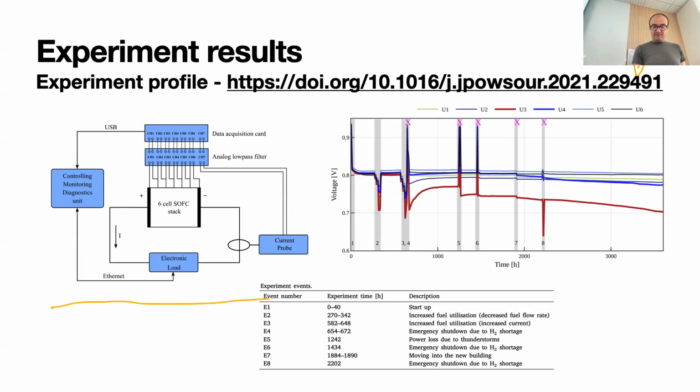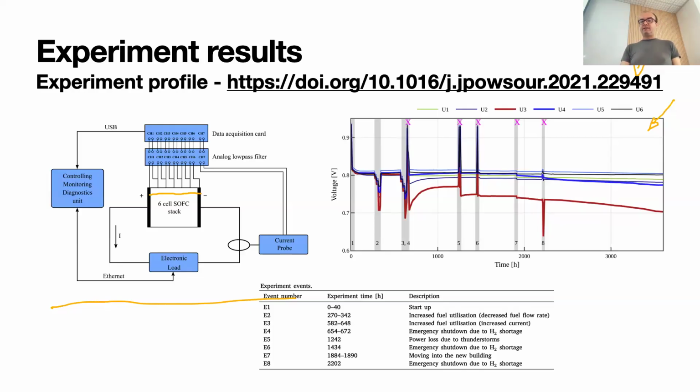This, on the left-hand side, is how we performed the experiment, so how we did the measurements. We had an electronic load that was actually used for performing excitation and keeping the steady state operating conditions. We measured current with the current probe and measured every cell voltage separately. So these are the cell voltages over time, over 3,600 hours.